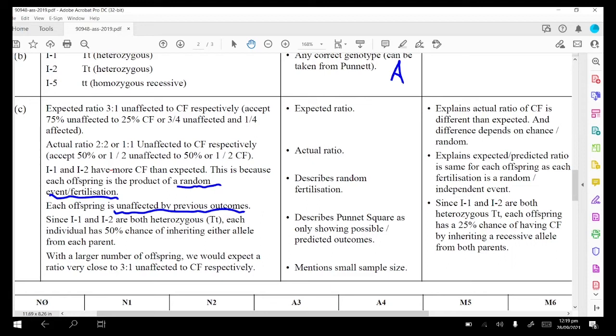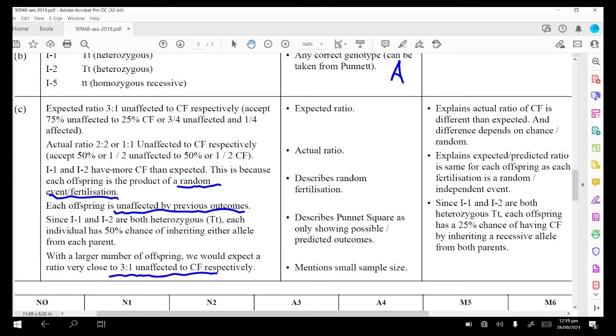Since individual 1 and 2 are both heterozygous, each offspring has a 50% chance of inheriting either allele from each parent. With a larger number of offspring, we would expect a ratio closer to 3 to 1.